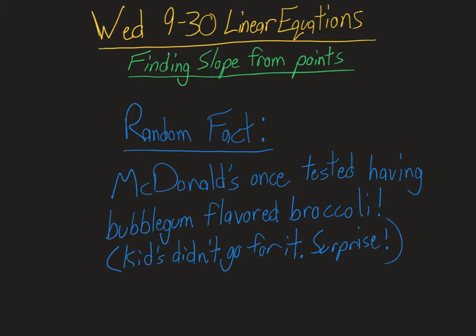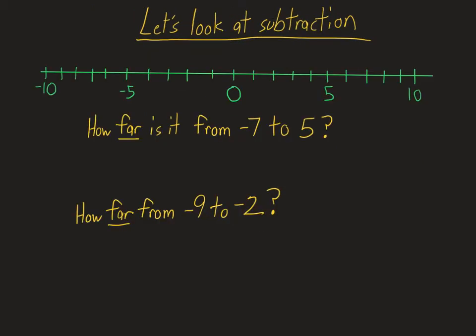Let's see. Random fact. McDonald's once tested having bubblegum flavored broccoli to put in Happy Meals. Kids didn't go for it. That's a big surprise.